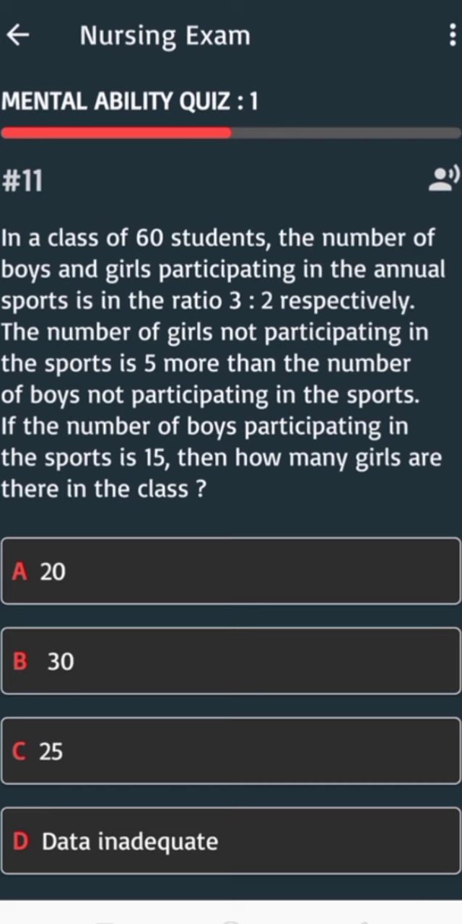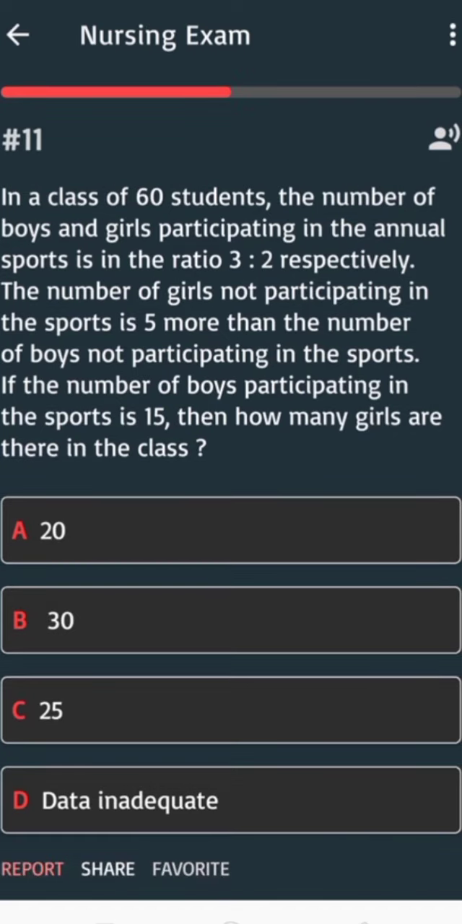In a class of 60 students, the number of boys and girls participating in the annual sports is in the ratio 3:2 respectively. The number of girls not participating in the sports is 5 more than the number of boys not participating in the sports. If the number of boys participating in the sports is 15, then how many girls are there in the class? A. 20. B. 30. C. 25. D. Data inadequate.